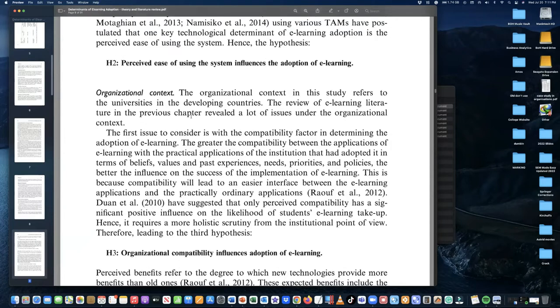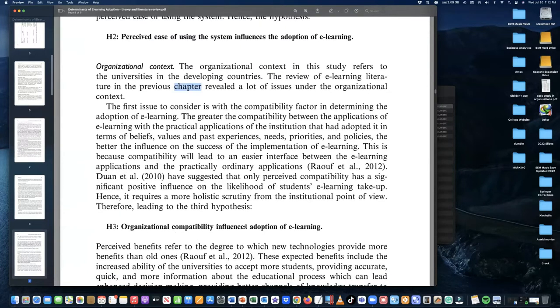Organizational context refers to the study of universities in a developing country. The review of e-learning literature in the previous section revealed a lot of issues in the organizational context. The first issue is to consider the compatibility factor. The greater the compatibility between applications of e-learning and the practices of the institution that adopted it, in terms of beliefs, values, past experience, needs, priorities and policies, the better the influence on the success of the implementation of e-learning. This compatibility will lead to an easier interface between the e-learning application and ordinary applications. So organizational compatibility influences adoption of e-learning.